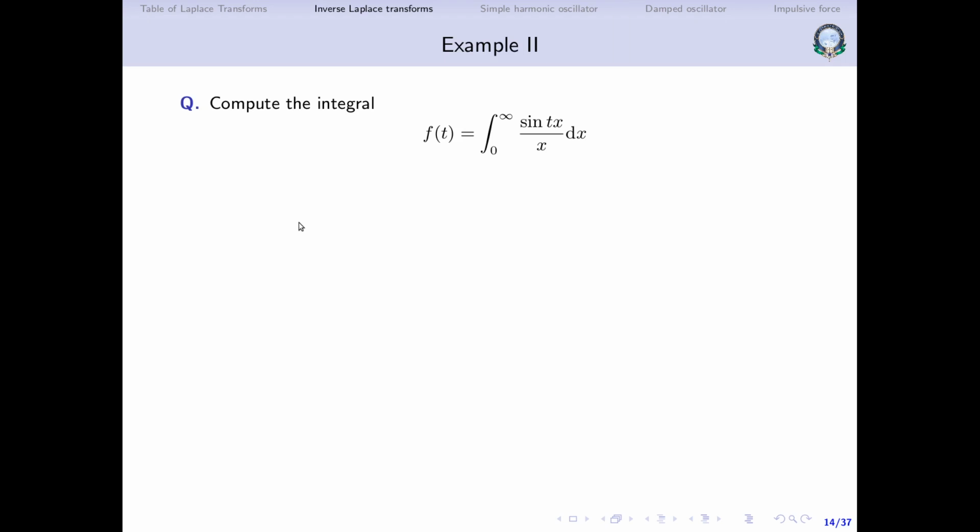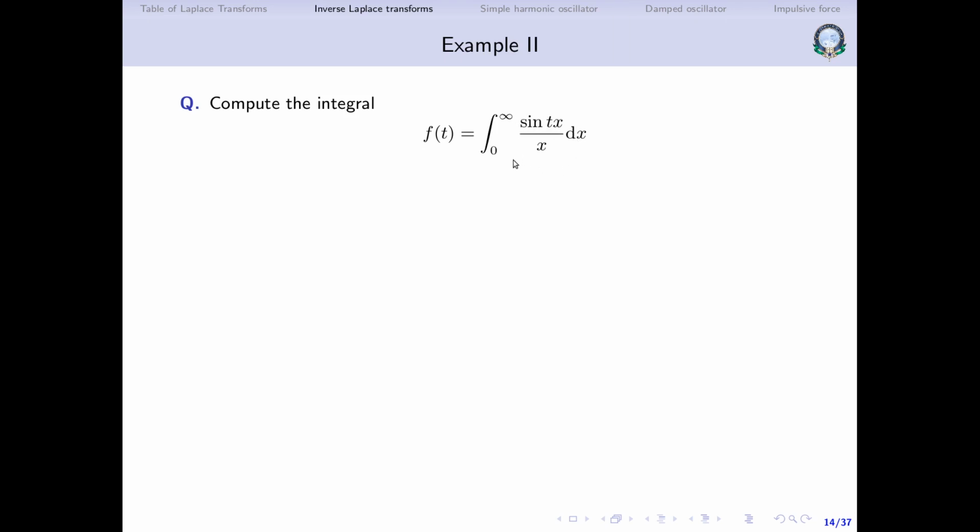Take this example. Suppose I want to compute this integral. Now remember, this integral is really difficult to compute. I want to compute this integral for all values of t. So you see, it's an integral of sin(tx)/x dx from 0 to infinity. Now t could be positive, it could be negative, it could be 0.